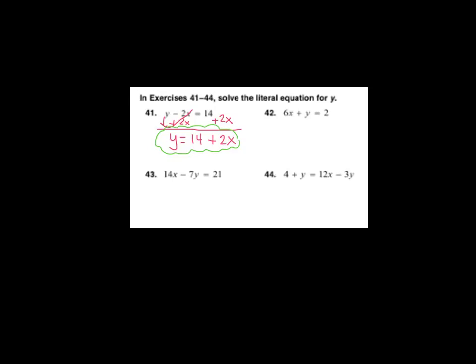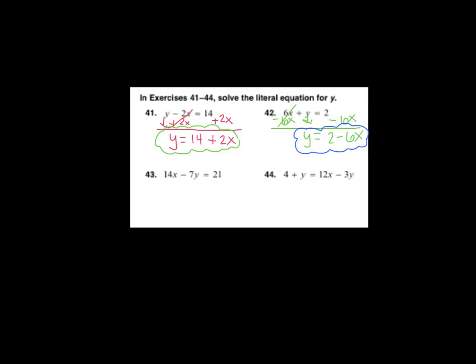Okay, so 42 is very similar to 41, so why don't you go ahead and solve number 42, pause the video to do that, and then you can restart to check your work with mine. So for number 42, once again, we're trying to get y by itself, and so the opposite of a positive 6x was minus 6x. So 6x minus 6x cancels. I brought down my y, and then my answer would be 2 minus 6x. You know you're finished when the variable that you're solving for is isolated. So y is by itself, so I know I'm finished.